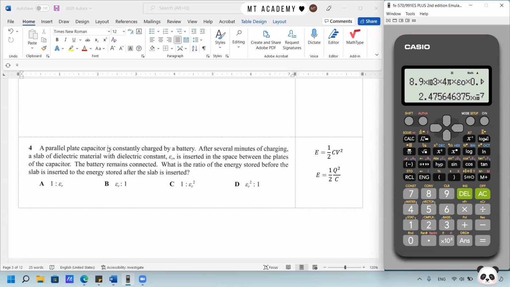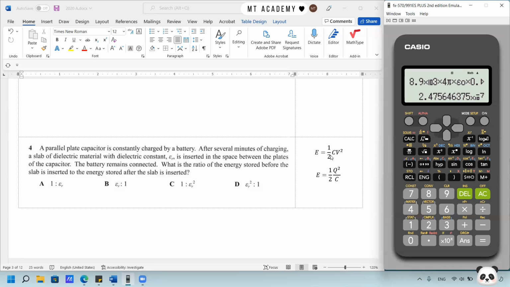A parallel plate capacitor is constantly charged by a battery. After several minutes of charging, a slab of dielectric material with dielectric constant epsilon r is inserted in the space between the plates of the capacitor. The battery remains connected, so it means that the potential difference across the capacitor is still constant. What is the ratio of the energy stored before the slab is inserted to the energy stored after the slab is inserted? So I want to compare the energy before and after.